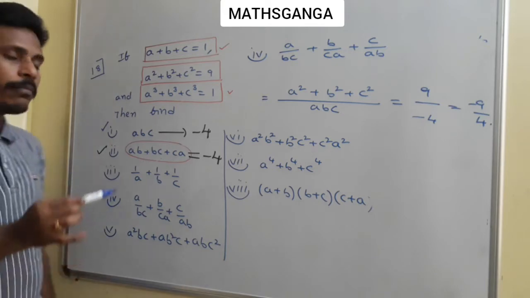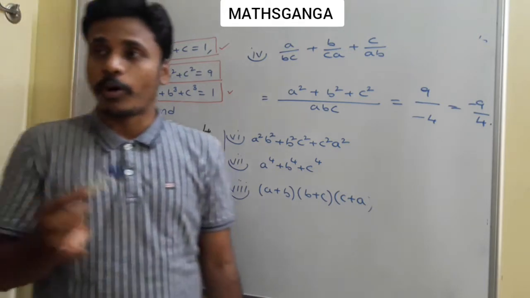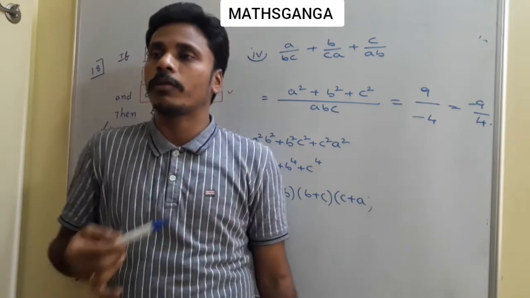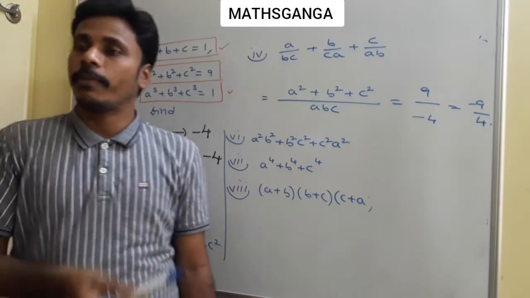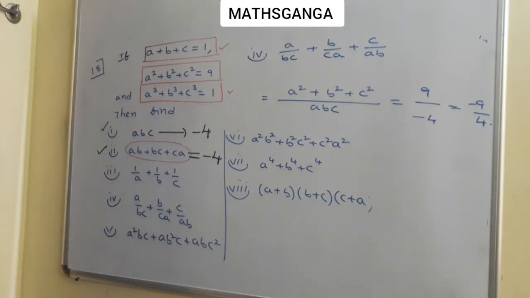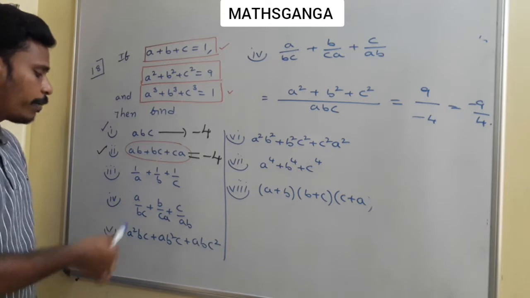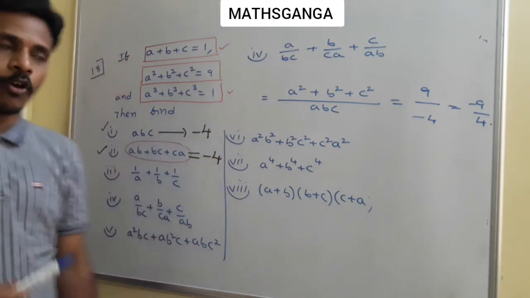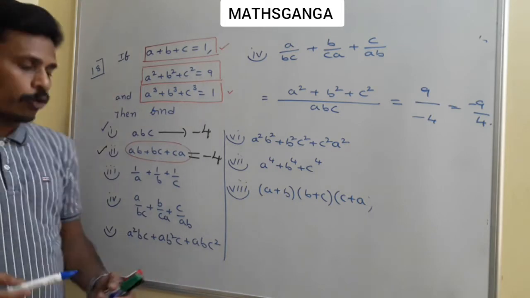Finding a by b plus b by c plus c by a is also possible, but not in our order. We are just solving these problems based on our formulas. It is not easy to find, so I am eliminating that and rewriting this fourth one as a by bc plus b by ca plus c by ab, and at the end your answer is minus 9 by 4. Just have a look and then think about the fifth one.